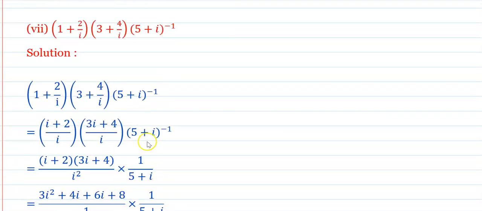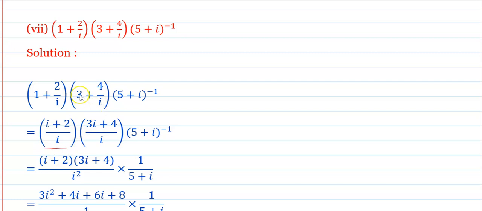Now the next one. In the first bracket, 1 plus 2 upon i. In the second bracket, 3 plus 4 upon i. In the third bracket, (5 plus i) to the power minus 1. Okay. Now for the simplification, see here: multiply this i with 1, that is i plus 2 upon i. Here this is the next.